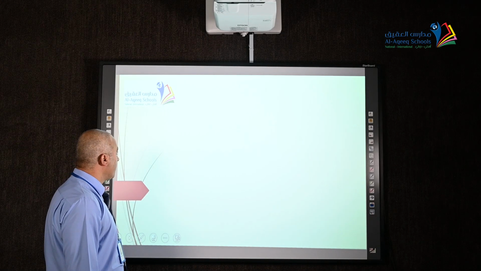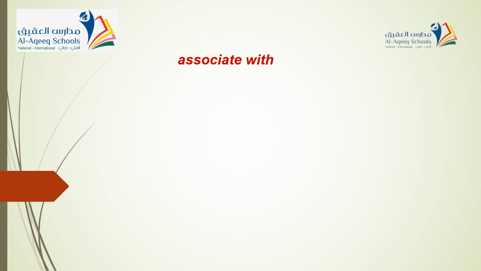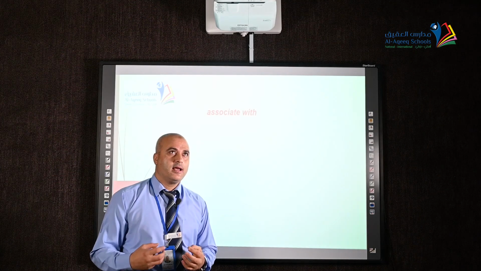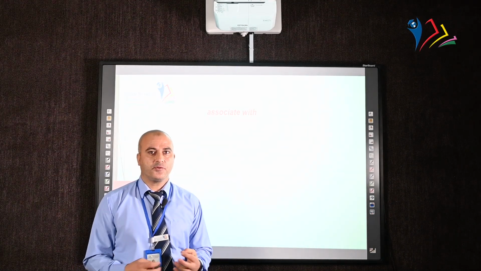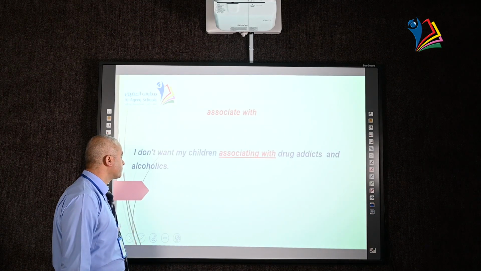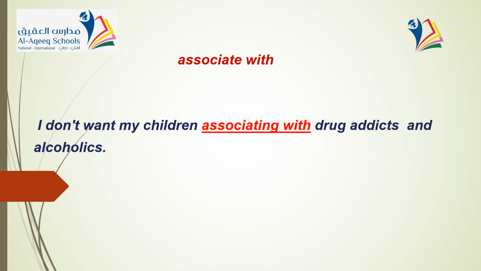Good. The following verb is associate with. Associate here means be connected with or in relation to. When I say my cousin is associated with some bad friends, or he has bad company. Another example here: I don't want my children associating with drug addicts or alcoholics.